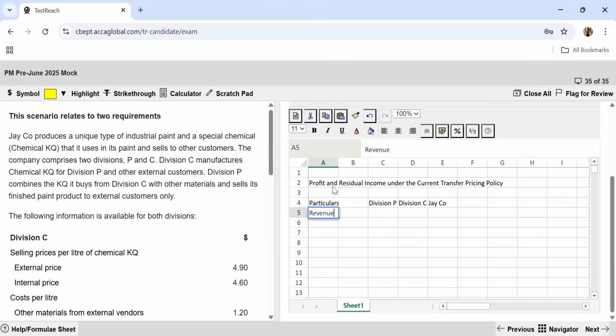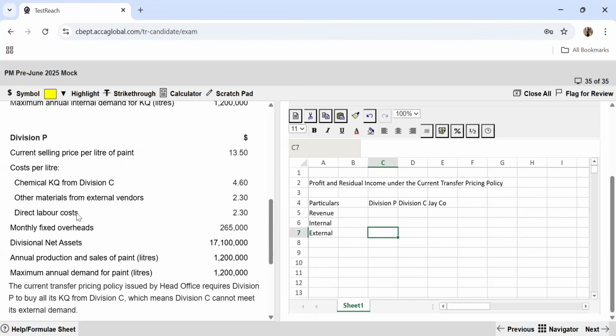Profits, whenever we want to calculate, we start off with the revenue. We will first show the internal revenue and then the external component of the revenue. Now if you talk about division P, it only sells outside. How much do they sell outside? External revenue will be 1.2 million liters multiplied by how much they sell it at, 13.5. So this is what the revenue of division P is going to look like.